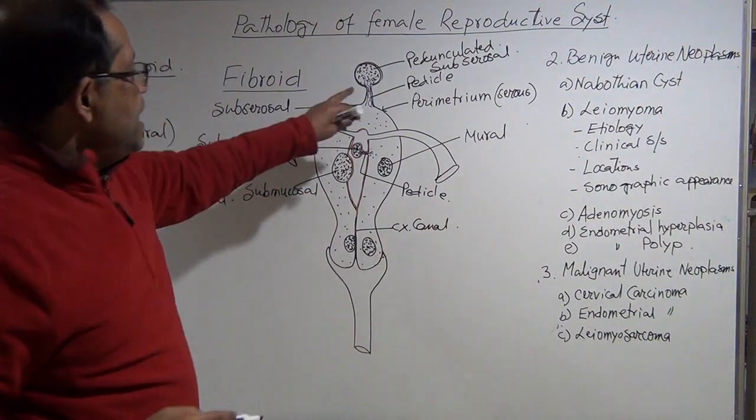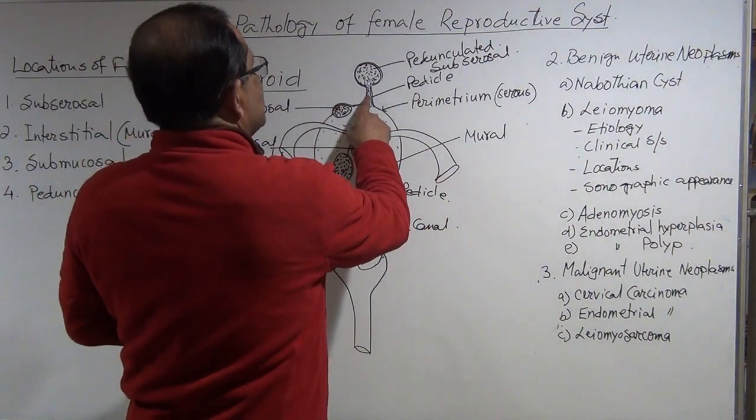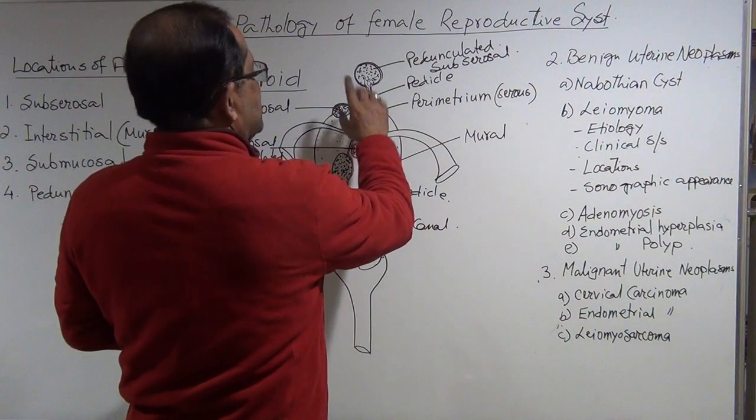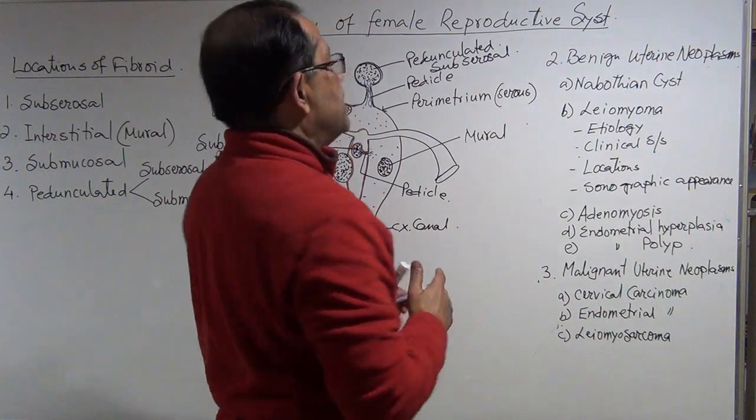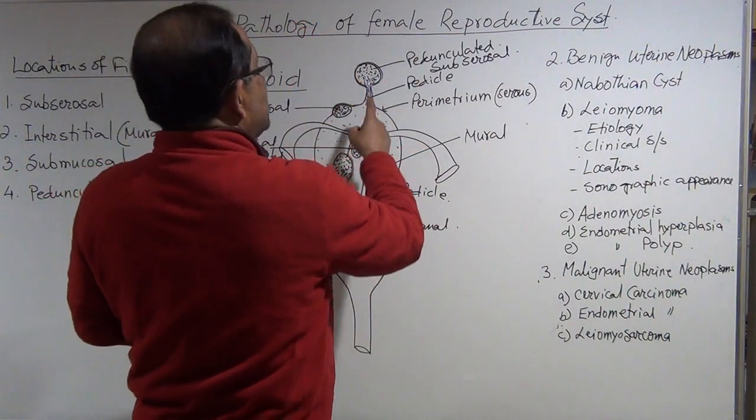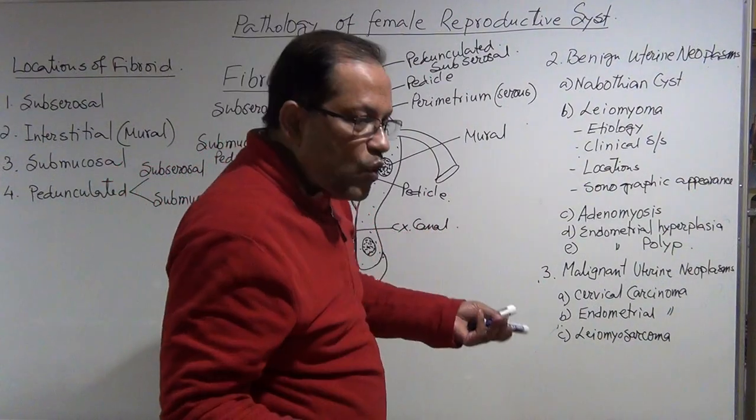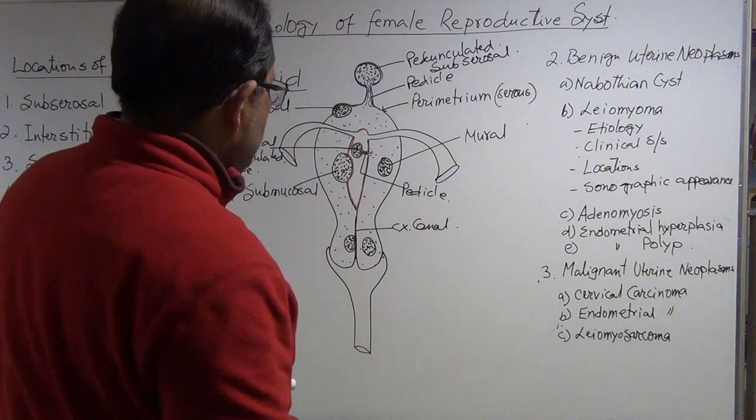Understand that. If it is torsioned, twisted, it will block the artery and vein, and it will collapse. And this part will have ischemic pain. That's why, and the torsion can happen anytime, during working time, gymnastics time, sports time, anytime.